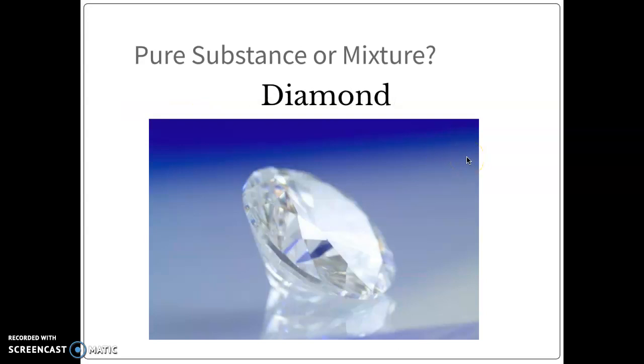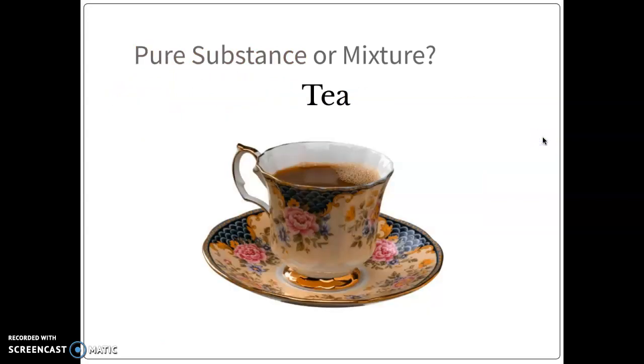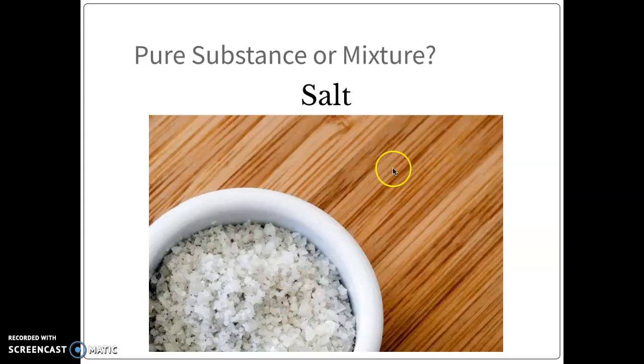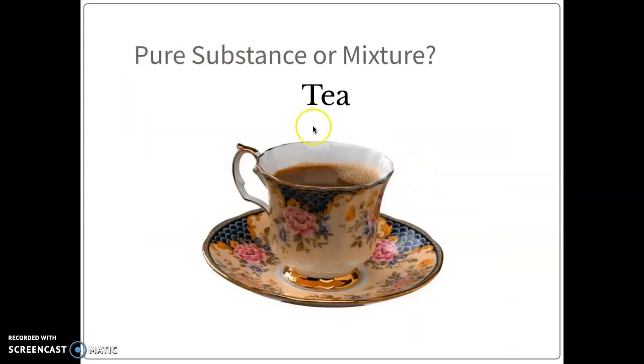Diamond. This is another tough one, I think. Pure substance or mixture. So this is a pure substance. Diamonds are actually just made of carbon, which is really interesting. Is this a pure substance or a mixture? Check out that this tea is not like black tea. This has some milk in it. Oh, I just gave one away. Okay, tea is a mixture.